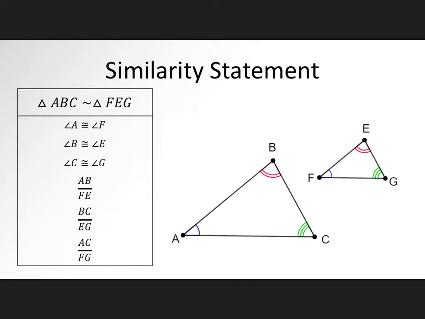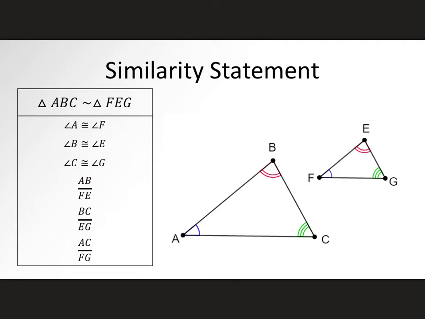You have B is congruent to E, the second in each of the triangle parts of the statement, and those each have two lines here and two lines here, so that makes sense. And then you have C is congruent to G. C has three lines, G has three lines. So all of those correspond with each other and are congruent. Then we have the three ratios.